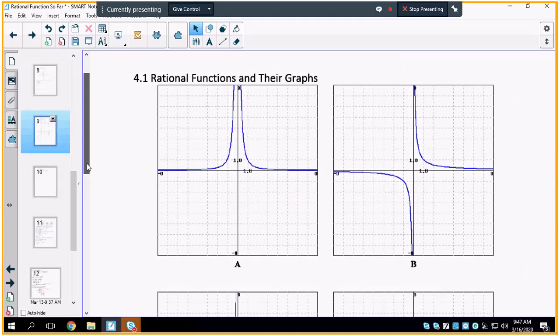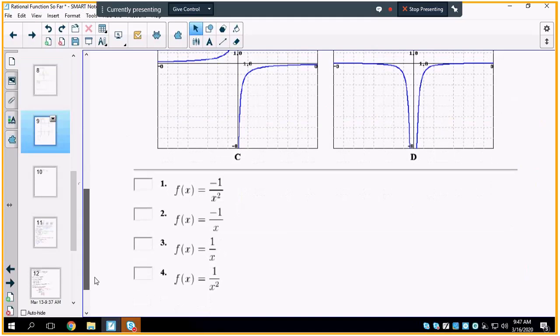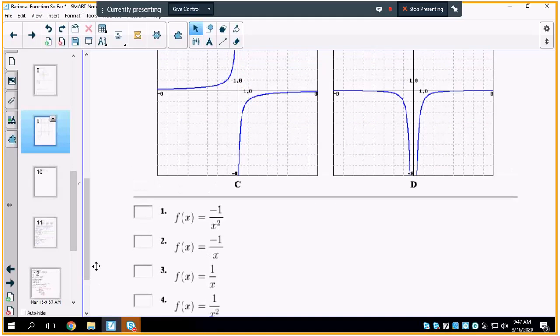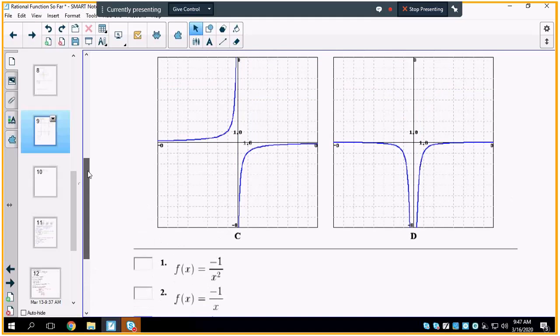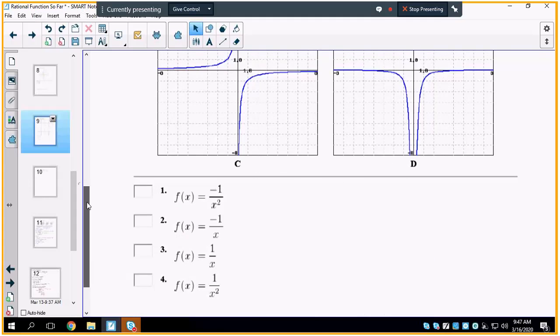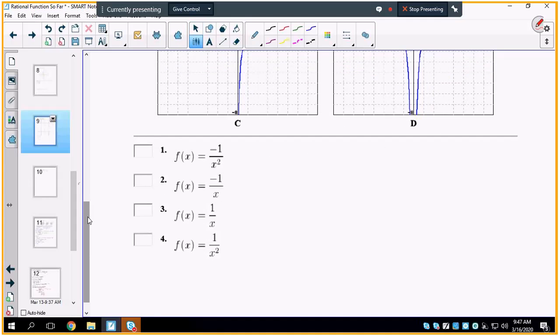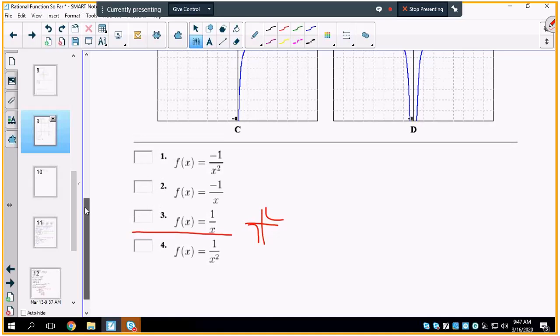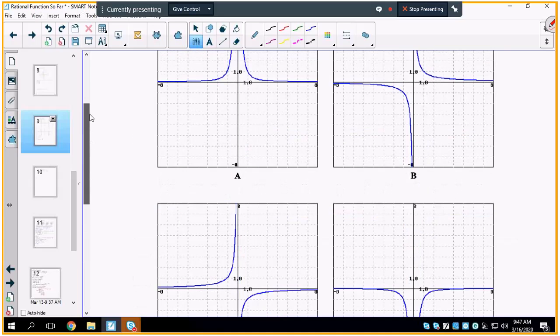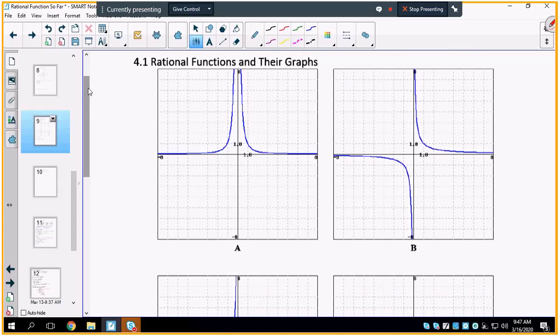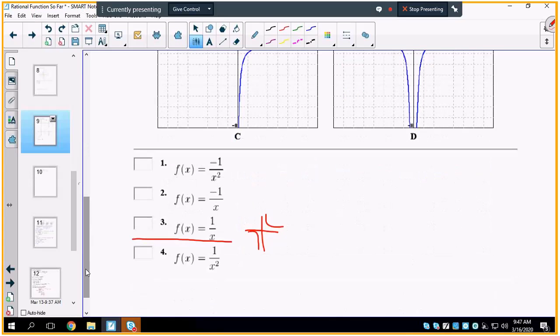Page number 9 gives you 4 graphs versus 4 functions, and it wants you to find out which function associates to which graph. See, I have the function 1 over x. On number 3, you have the function 1 over x. That's easier to find. So a graph is like this. I will go and find it, and I will see that it's number 2. So graph number 2, I will say, is associated with function number 3.